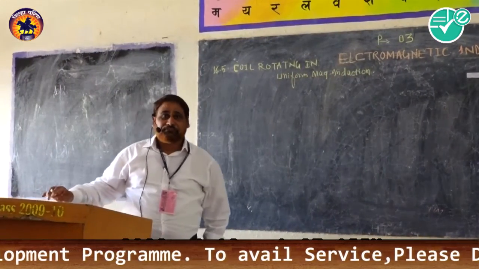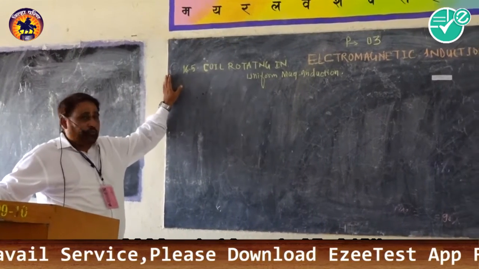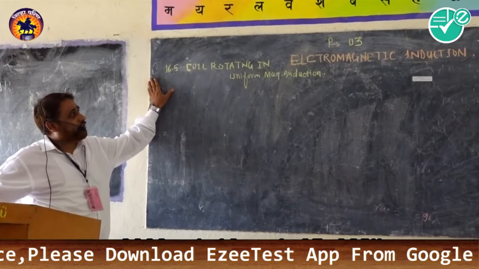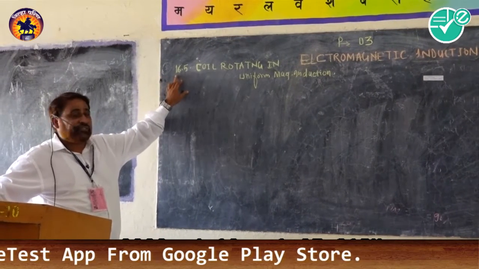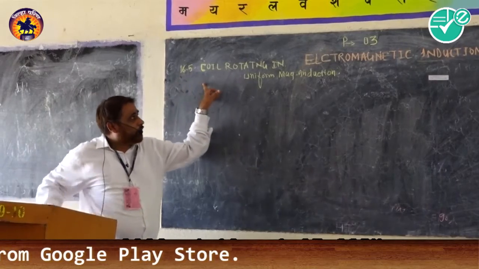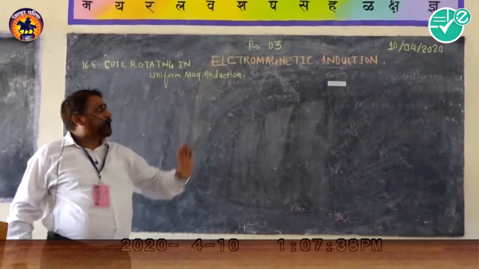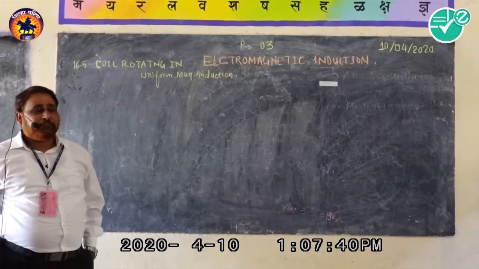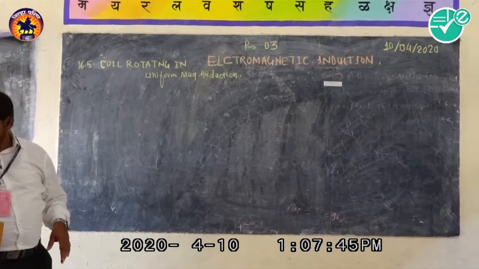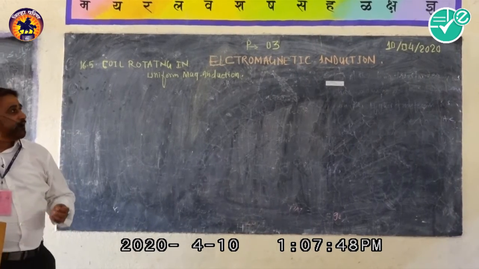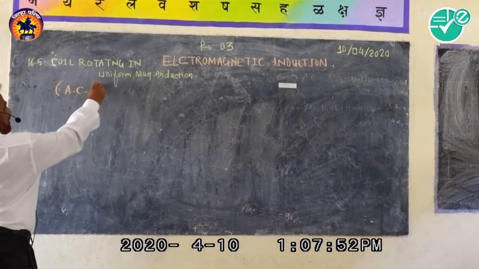So dear students, today this is the third lecture in which I am going to continue the same chapter, that is electromagnetic induction, but the topic is now 16.5, that is coil rotating in uniform magnetic induction. Under this heading, we have to derive the expression. This one is also called an AC generator. The same article can be asked as AC generator.